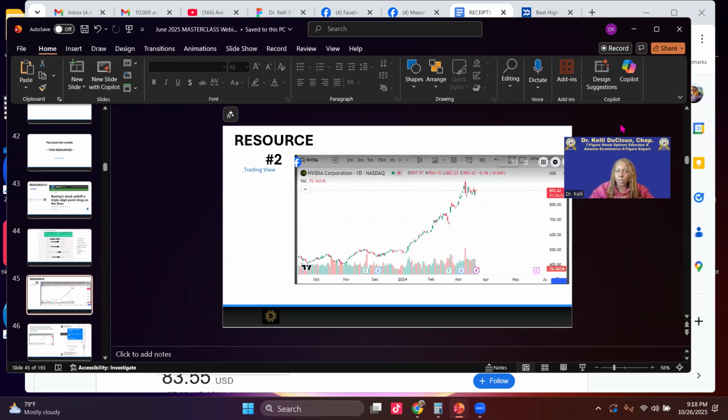Now let's play the game one more time. This is the second resource. It's called tradingview.com. Okay, this is a chart of NVIDIA. Now, these are what's called candlestick charts. You might be looking at this going, I don't know what the heck I'm looking at, but I'm going to teach you right now.